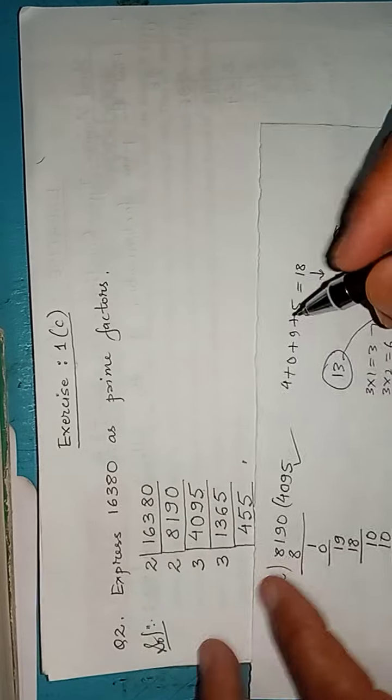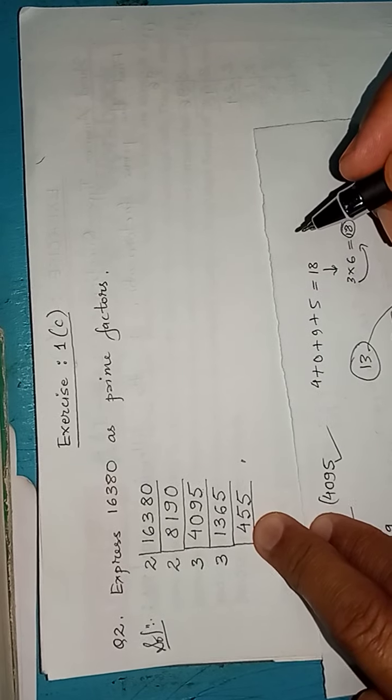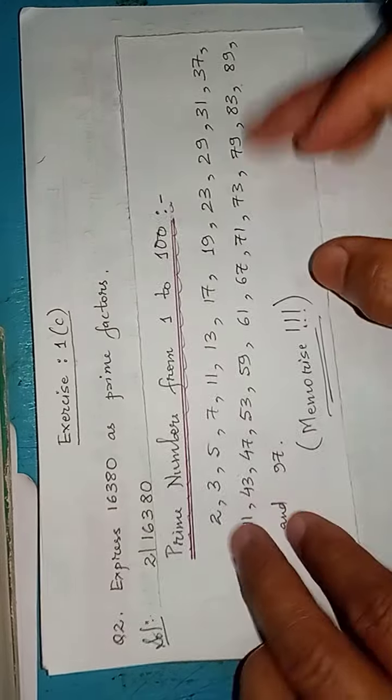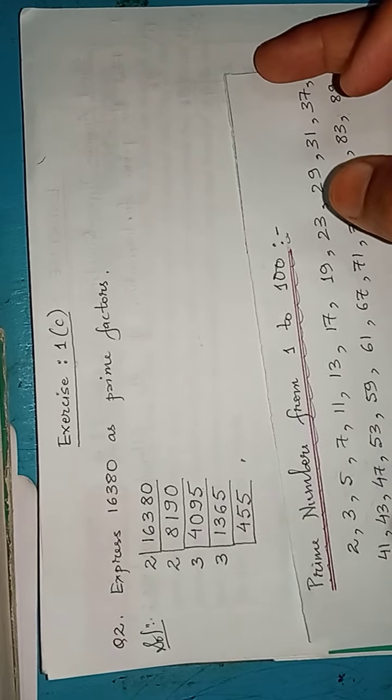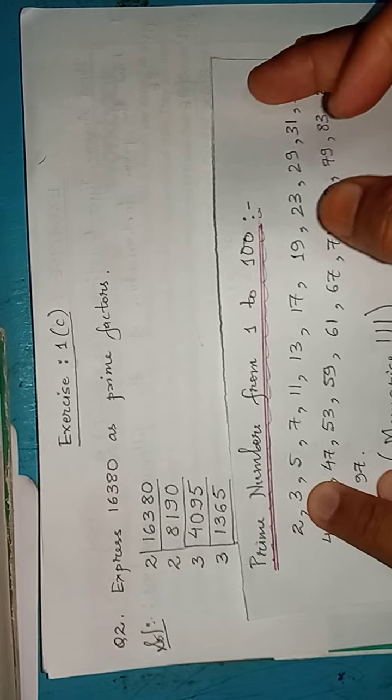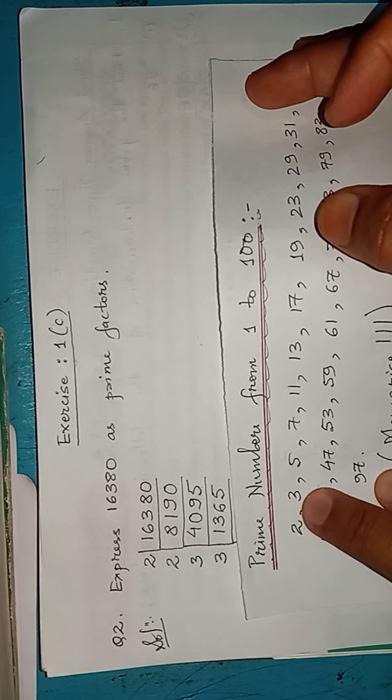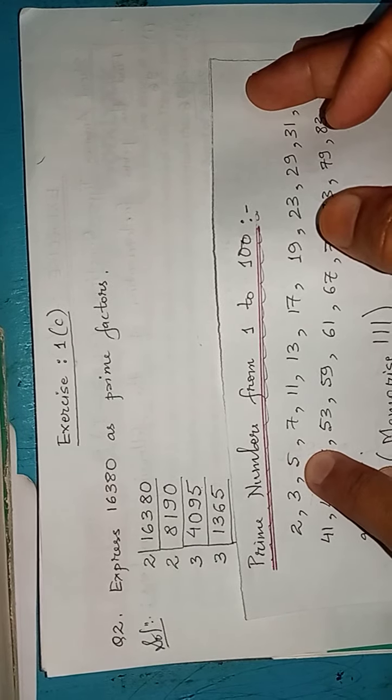Okay, so that's why this 455 we cannot divide by the prime number 3, because the sum is coming 14, and 14 is not a multiple of 3, so it means we cannot divide by 3. If we cannot divide by 3, then we should try now by 5.